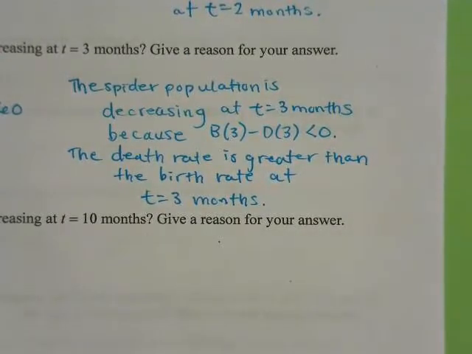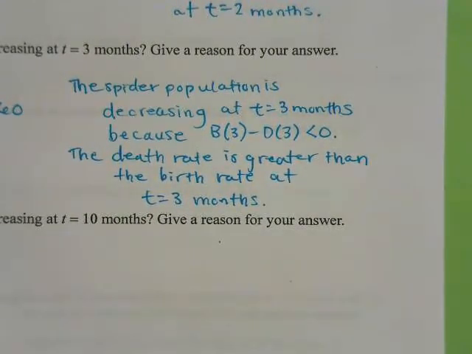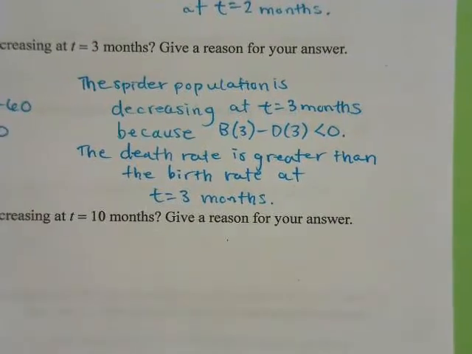Okay, because we had a negative value, I know you guys are still writing, I'll just say it a little bit slow. The spider population is decreasing at t equals 3 months. Why is that? Because when we did the calculation, B of 3 minus D of 3 is negative. So you can say it is negative, that's fine, or less than 0. They're the same thing.